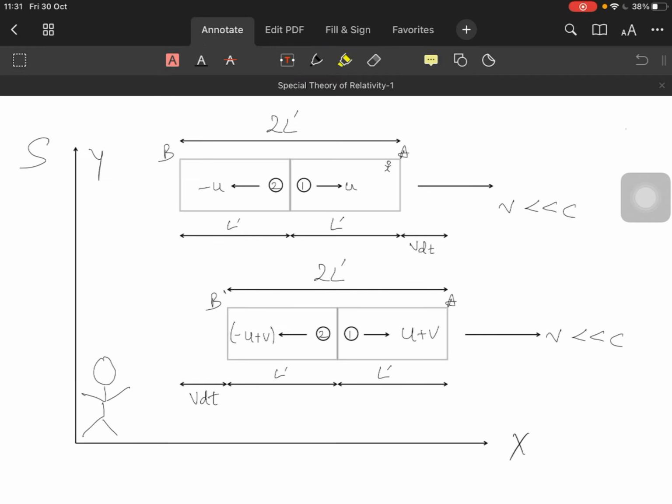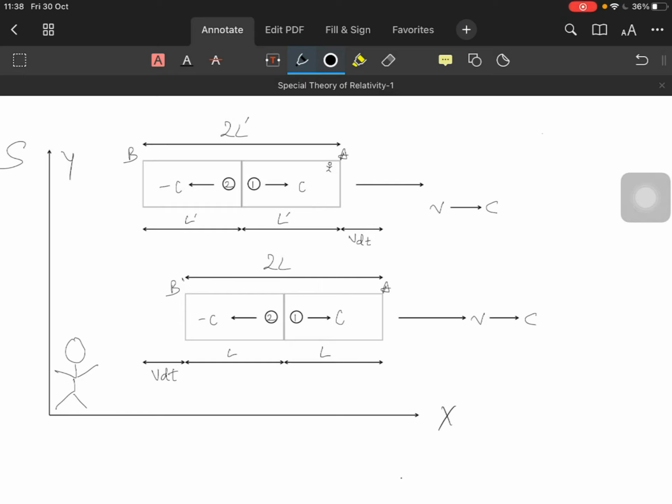But now I will show you that this is not the case if the S dash frame has a relativistic velocity. Let us take the same scenario, but in this case the speed of the train, that is v, is comparable to the speed of light, and instead of balls we are throwing photons towards A and B. Inside the train, the light having the speed c has to travel a distance of L dash in both cases. So they reach the ends A and B at the same time. That much is pretty simple.